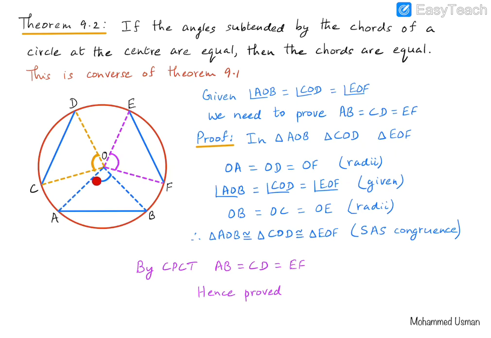Okay, next we know that it is given in our statement that the angles subtended at the center are equal. So angle AOB is given to be equal to angle COD, which is given to be equal to angle EOF. So these angles are equal, and it is given. And the third side of these triangles, which is the side OB, is equal to the side OC, which is equal to the side OE, again, because these are all radii of the circle. So again, OB equals OC equals OE.